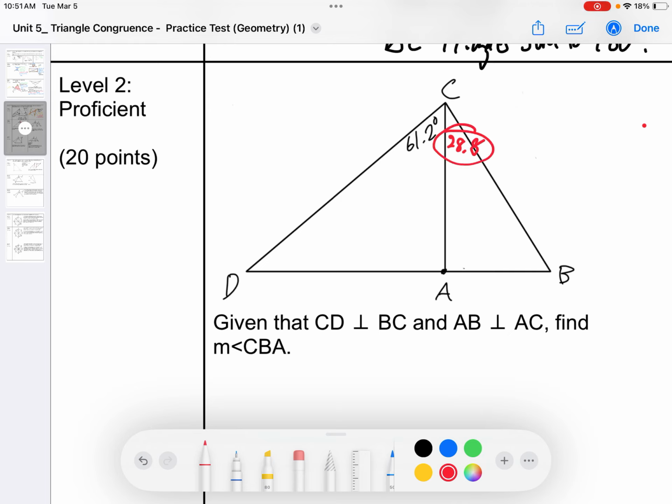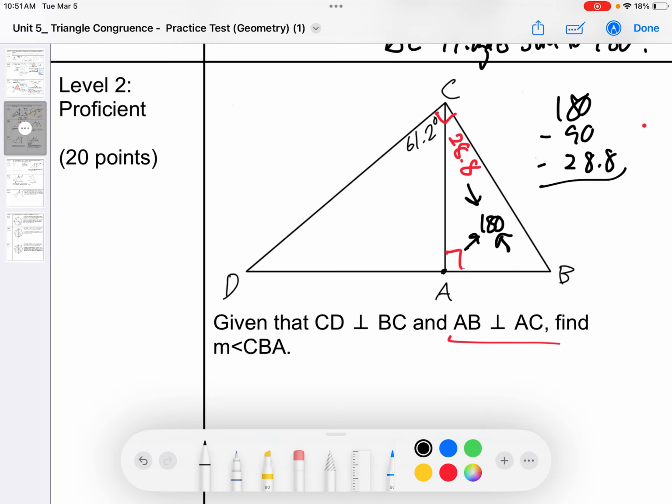So that means this angle ACB is 28.8. They also tell us that AB is perpendicular to AC. AB and AC are perpendicular, so I can put a right angle right there. Well, the whole triangle has to be 180. So 180 minus 90 minus 28.8. The result is 61.2. And so this angle is 61.2 degrees.